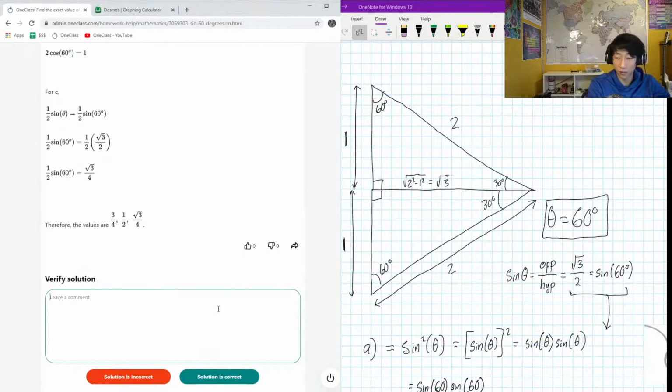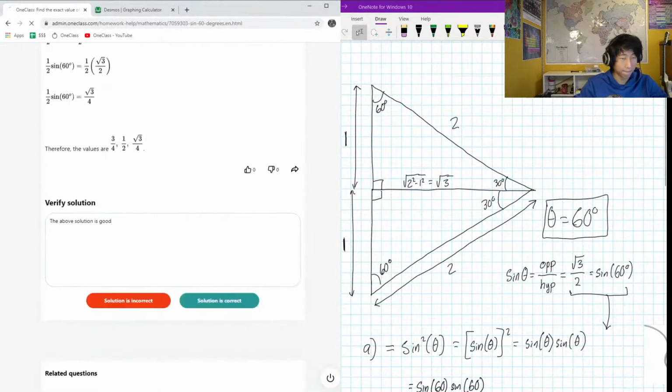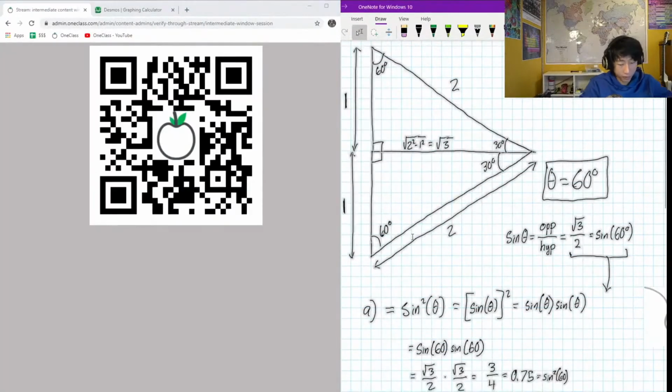It's also perfectly reasonable to do it with a calculator, but sometimes on your test, you may be instructed to show this graphically, because that shows a deeper mathematical understanding, and that's typically what tests are trying to look for. So here the above solution is good. Good job. Big high five.